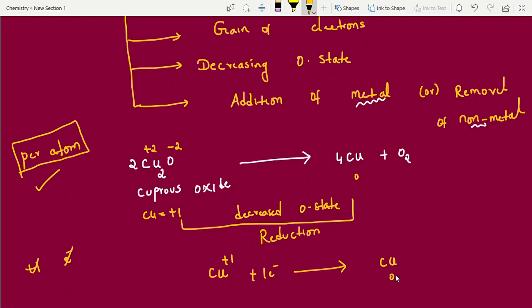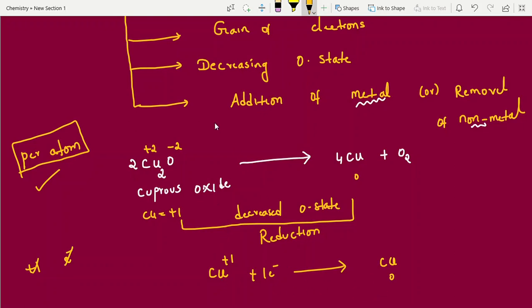Why I have given this: we are doing ion electron method balancing of reactions. That topic is a little confusing if you don't have this command. Okay. Now plus 1 to 0. Is it clear? That's it.